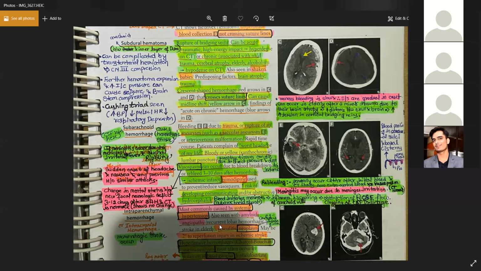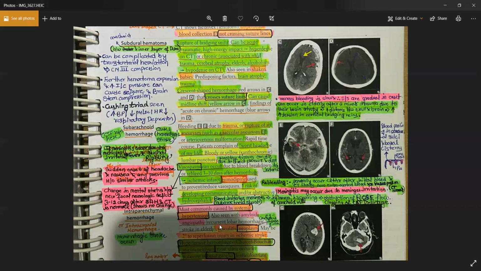Now, I told you already, focal neurological deficits, exactly. In subarachnoid hemorrhage, please remember you won't get any FND. It's just a headache, sometimes fever and neck rigidity.